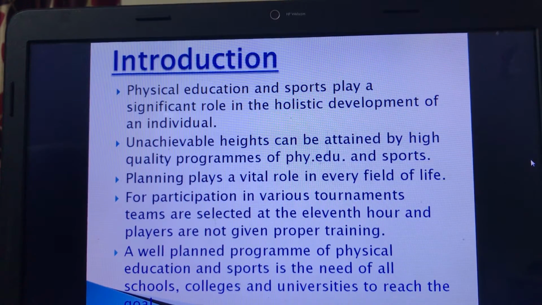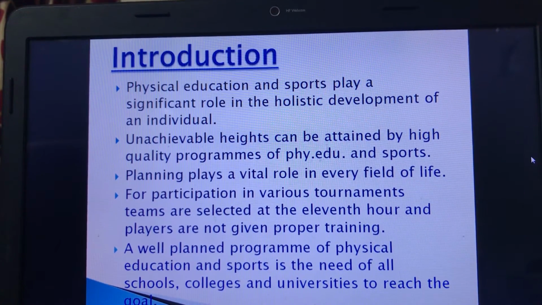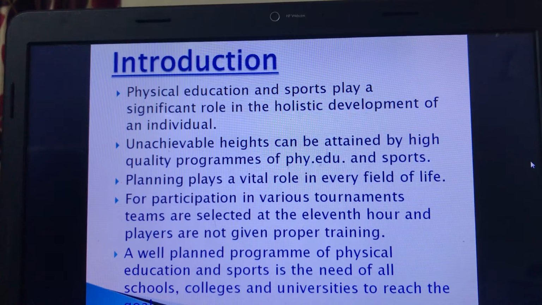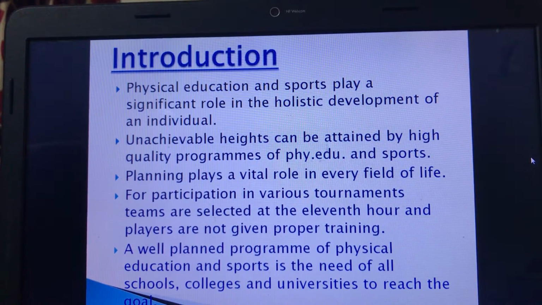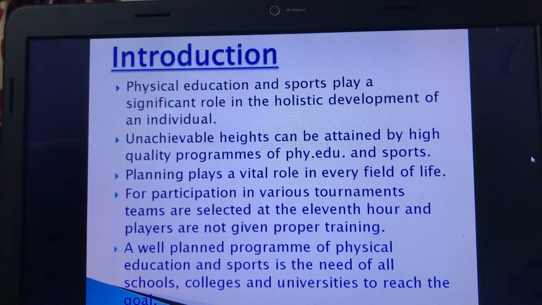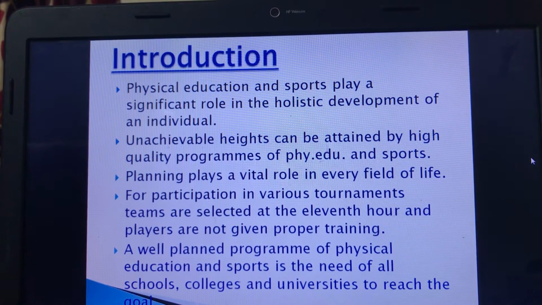And the second point is unachievable heights can be attained by high quality programs of physical education and sports. So in the physical education departments, we have to plan very clearly. We have to have high quality programs. Then only we can achieve very high level goals. So that is what it means.